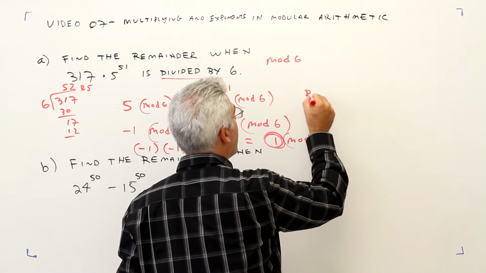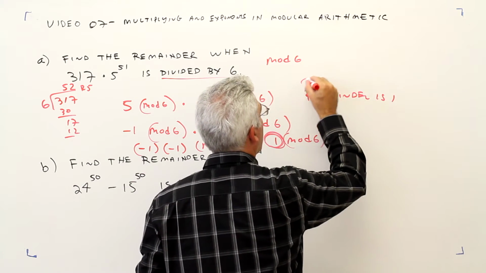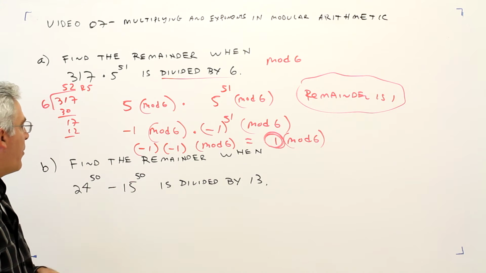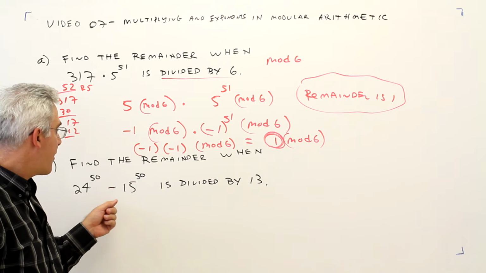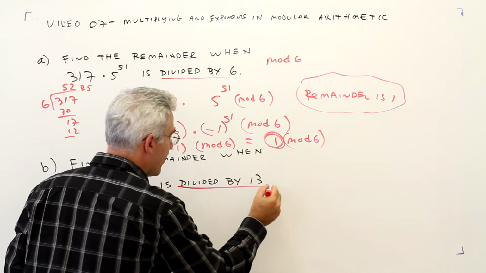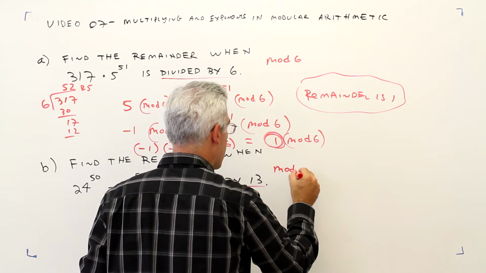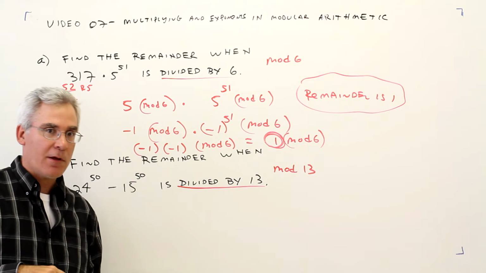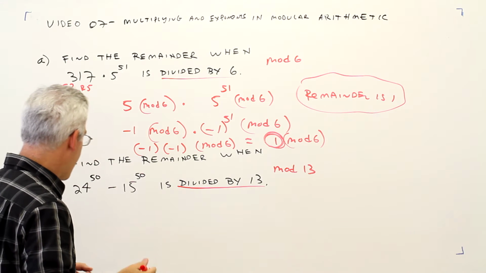I'll just write that out. Okay, one more problem. Find the remainder when 24 to the 50th minus 15 to the 50th is divided by 13. Again, we're in a mod 13 world. All right, so what we'll do is we'll go to mod 13, simplify, and see if we can find an easier way to solve this.